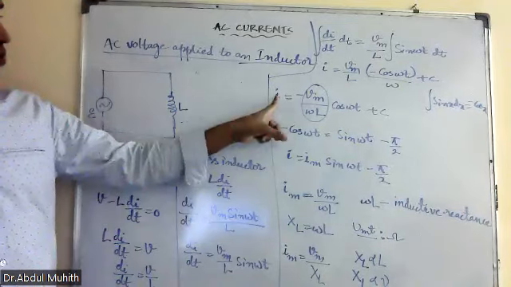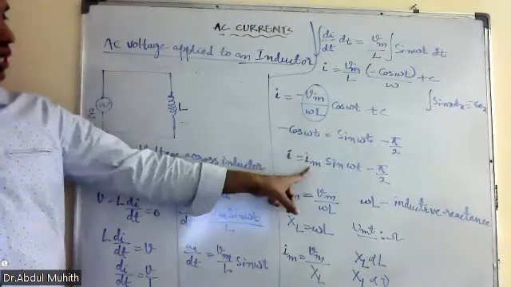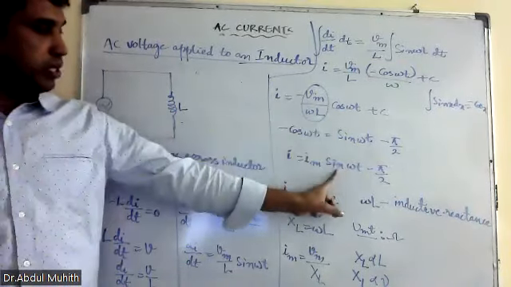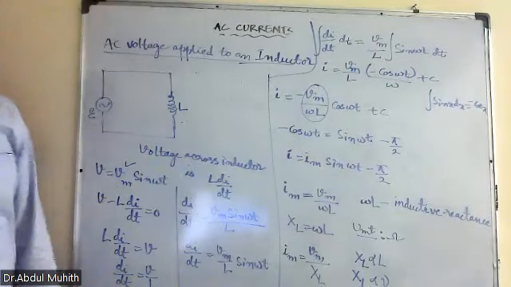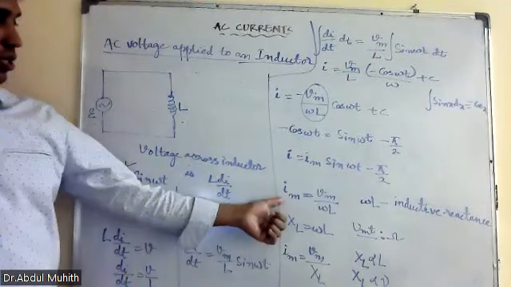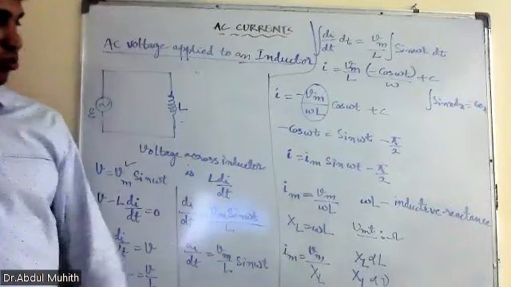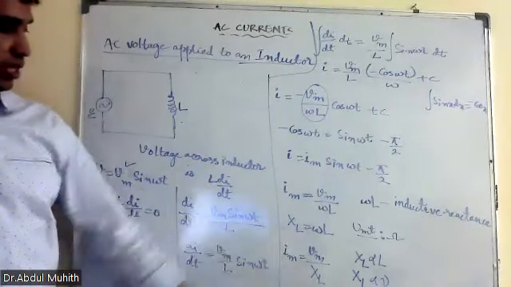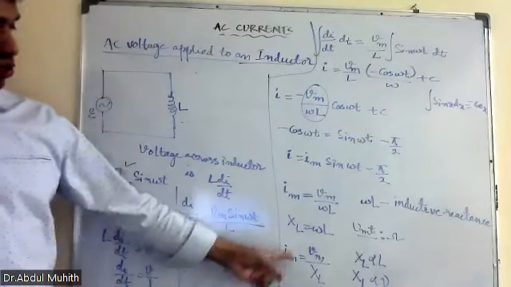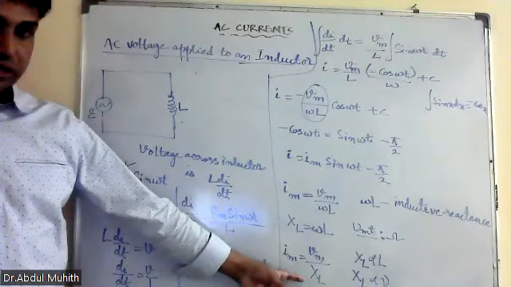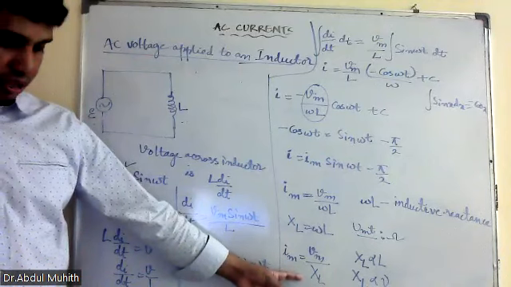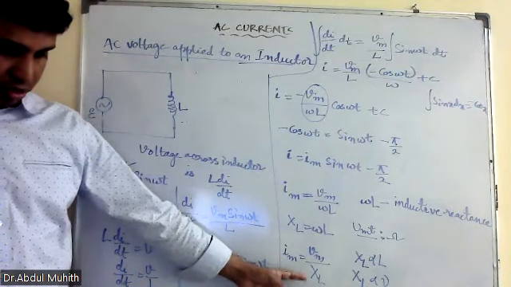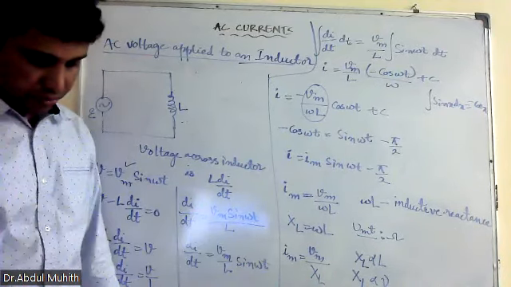Then in place of this, I write Im, and minus cos omega t can be written as sin omega t minus pi by 2. Now Im is equal to Vm by omega L. Omega L is said to be the inductive reactance. So XL is equal to omega L, and Im is equal to Vm by XL. Is that clear? So XL is the inductive reactance.